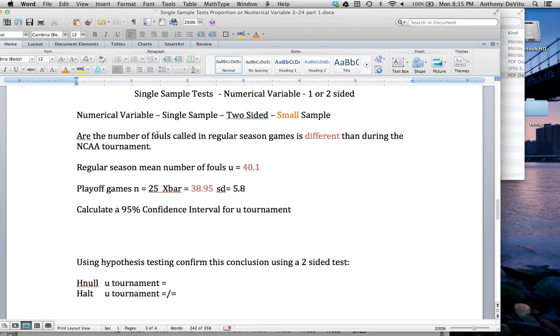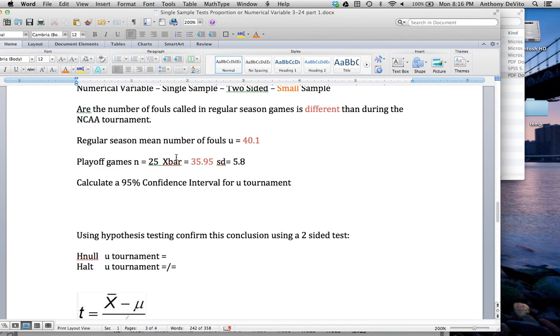First thing I'm going to do, let's see what are the number of fouls going regular different, number of fouls. Now same problem, except this time my sample size is 25. Okay, I'm going to change this number here. I'm going to change it to 35.95 just to make it more interesting. So in this sample of 25 games, this is the average that we got.